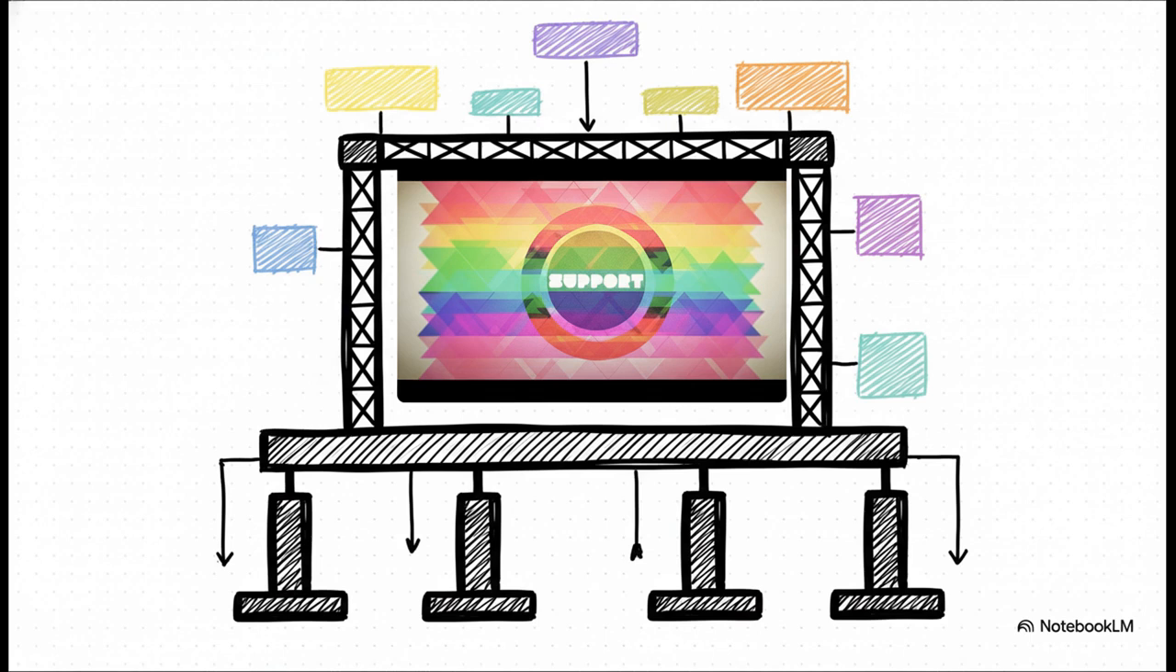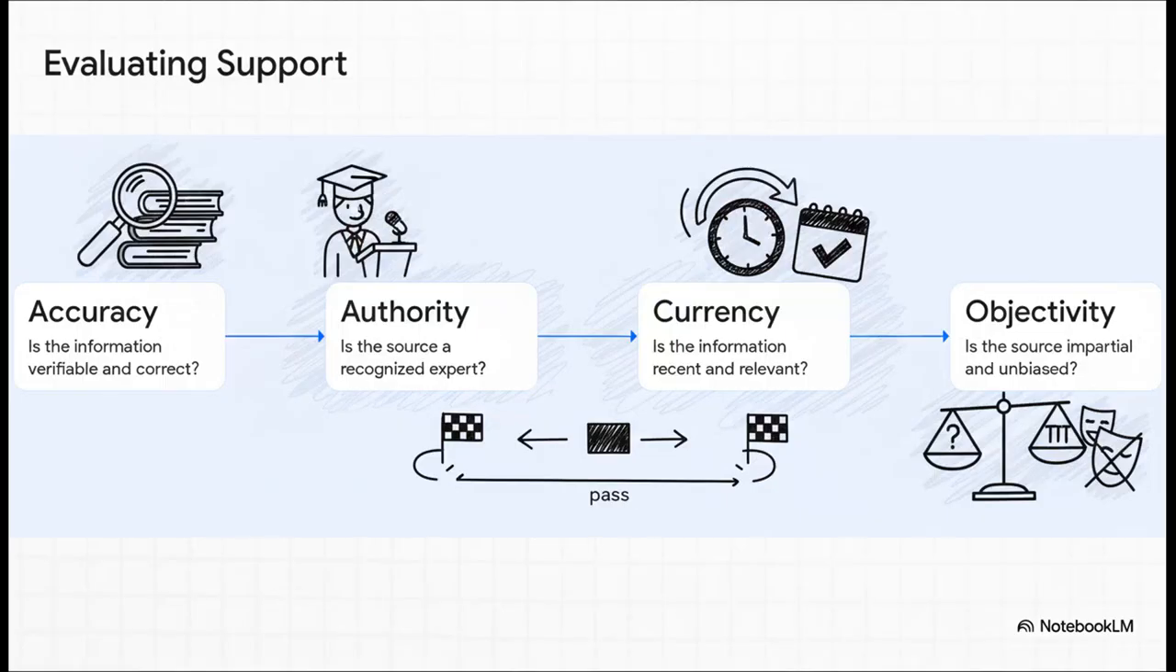Think of your support as the wooden beams of your speech. It's what holds your key points up and makes sure the whole thing doesn't fall apart. But listen, not all support is good support. Every single piece of evidence you use has to pass these 4 critical tests. 1, is it accurate? Can you actually verify it? 2, does it come from an authority on the topic? 3, is it current? Is it recent enough to still be relevant? And 4, is it objective, or is the source totally biased? Your support has to pass all 4 of these checks to be strong.